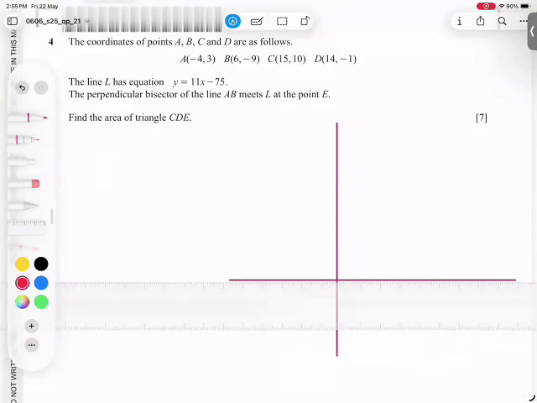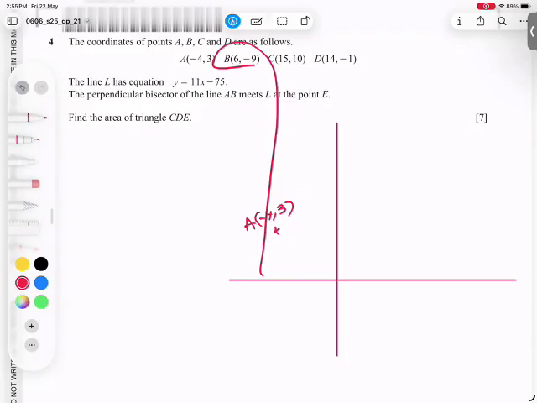Okay, this is a rough idea. A is negative 4, 3, so negative 4 is here and 3 up. So here is negative 4, 3. Where is B, 6, negative 9? 1, 2, 3, 4, 5, 6, and negative 9 is somewhere here below. Because it's a rough estimation, no problem at all.